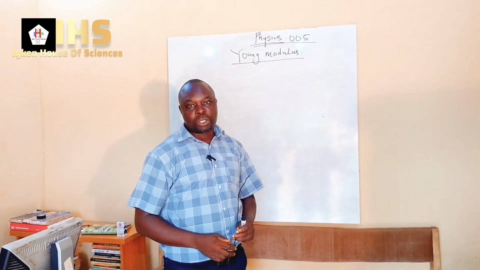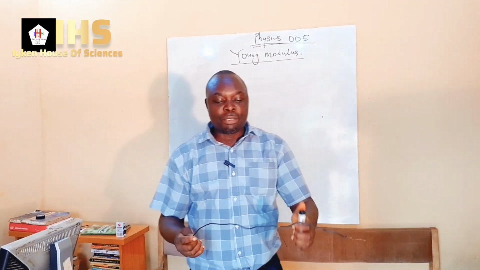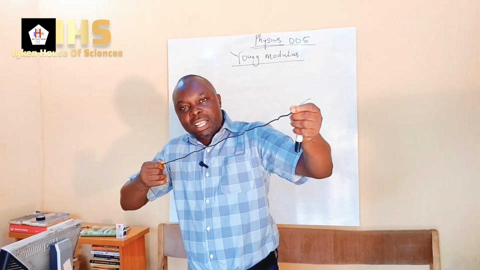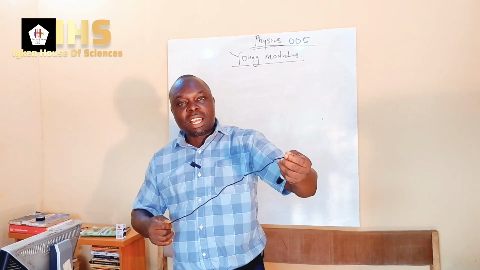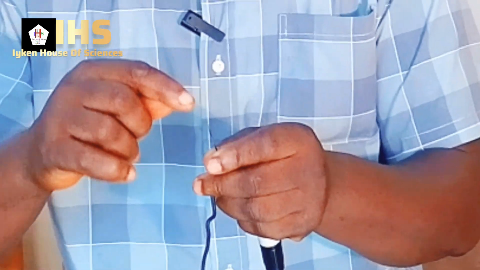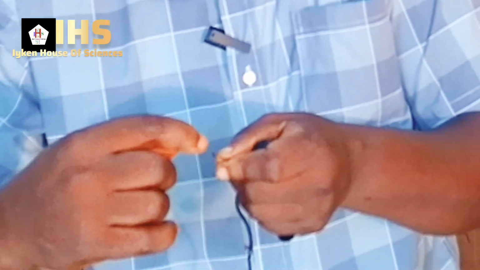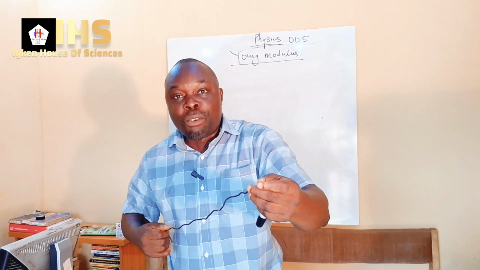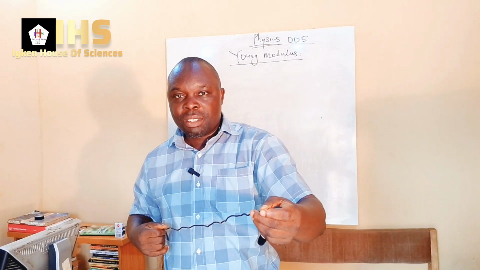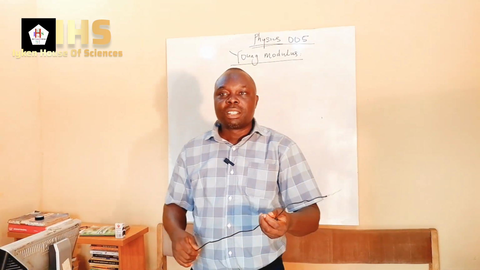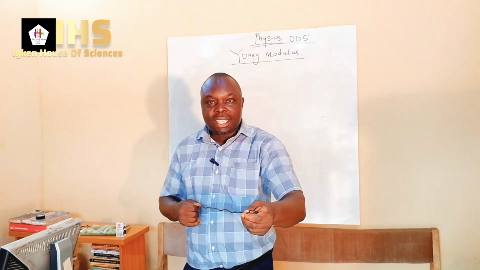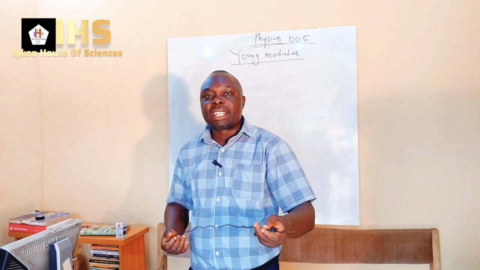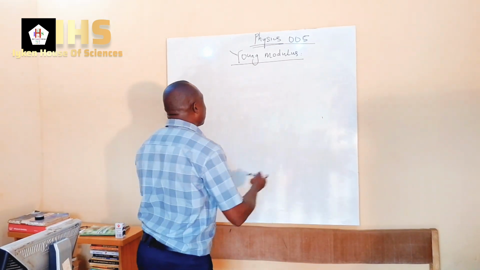If I apply force on this wire, we will consider the cross-sectional area, the area of this wire. This cross-sectional area will be considered. We also consider the force I applied. Now, considering this area and the force applied, in physics this is called tensile stress.